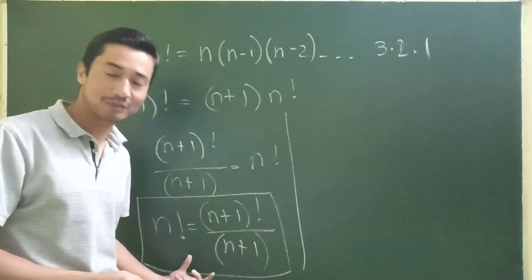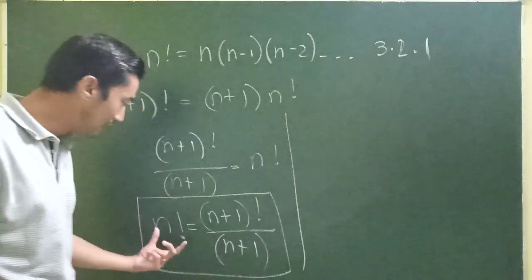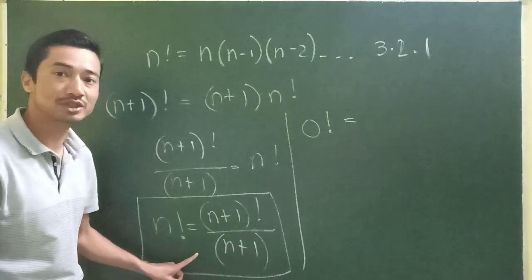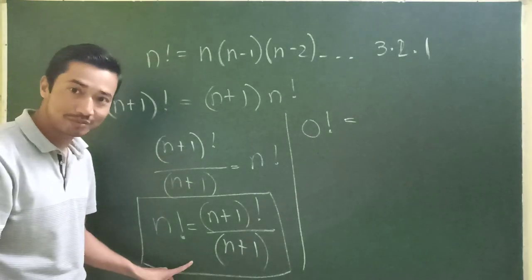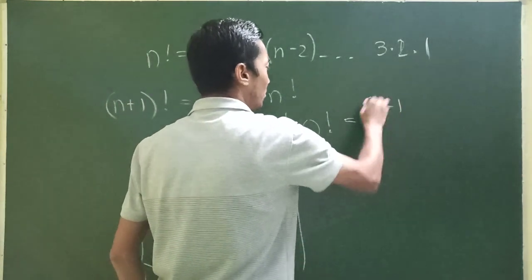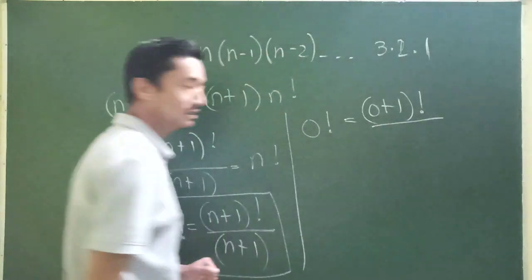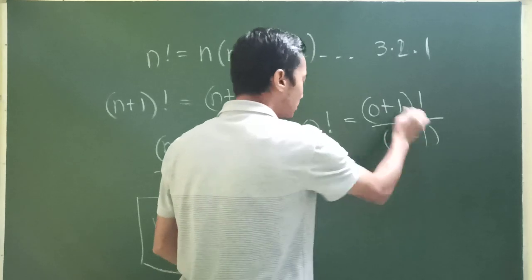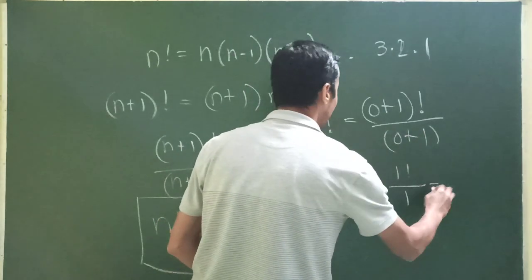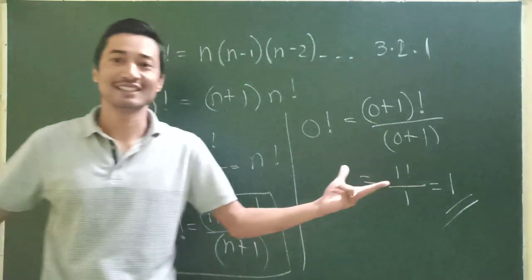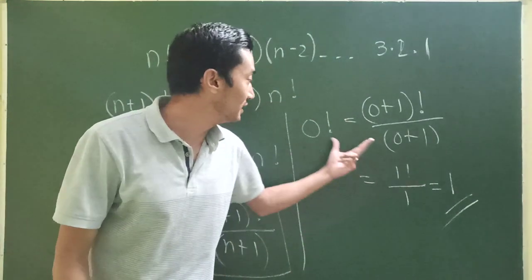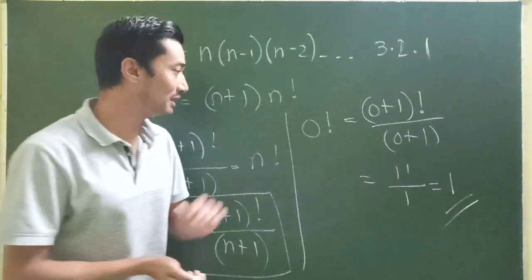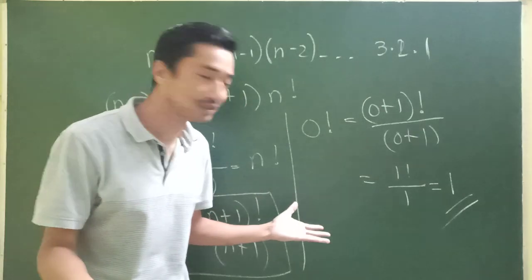So now with this particular formula, let's try to find 0 factorial. What will 0 factorial be? If you apply it here, 0 factorial will be 0 plus 1 factorial upon 0 plus 1. That's going to be 1 factorial divided by 1. So 1 factorial is 1, and that is the secret. That's why 0 factorial is 1. Simple as that. I guess most of you were unaware of that, but that's how it is. Mathematics is such a wonderful subject, isn't it?